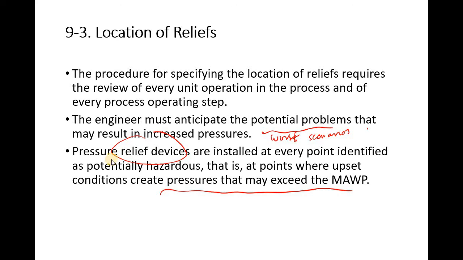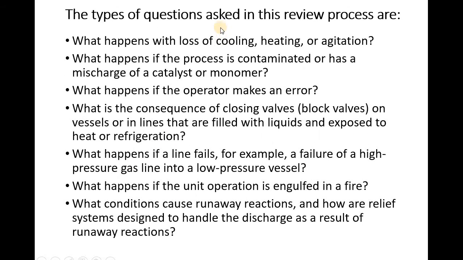Okay, so we're simply saying for location of reliefs, put it in every place you expect that there's going to be high pressure. Okay, why do you have high pressure? There are many reasons. Like I already said, for example, the cooling system is not working, so the pressure is building up within the reactor. But there are many other reasons why a pressure could go up. Even if you think about control systems, even the control system could go down, right? So that could be another reason that pressure could go up.